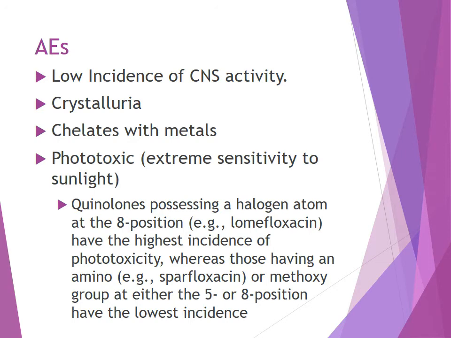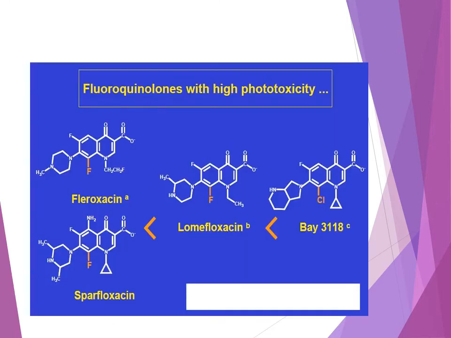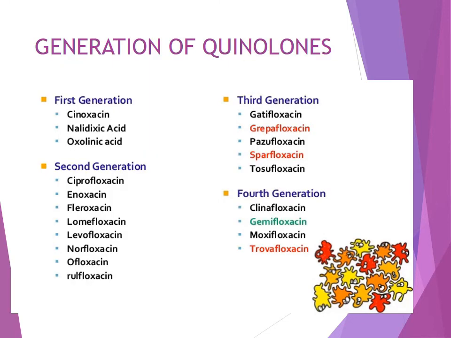Adverse effects of our quinolones, low incidence of CNS activity, crystalluria. This will chelate with metals. It is phototoxic, so there is an extreme sensitivity to sunlight. So pag nagtitake ka nito, dapat hindi ka nakapa-araw. So our quinolones are divided into 4 generations. So first, second, third, and fourth generation.